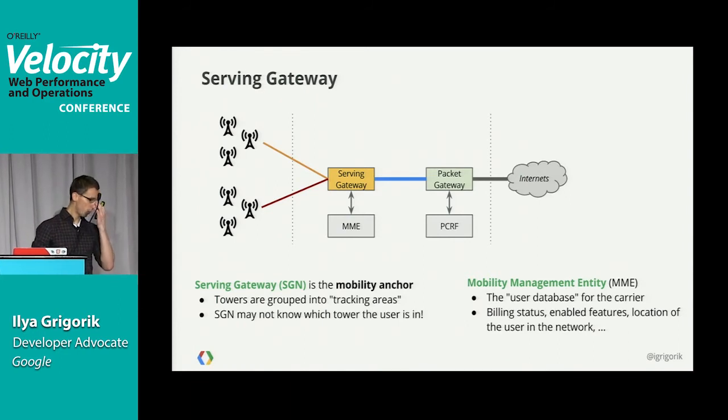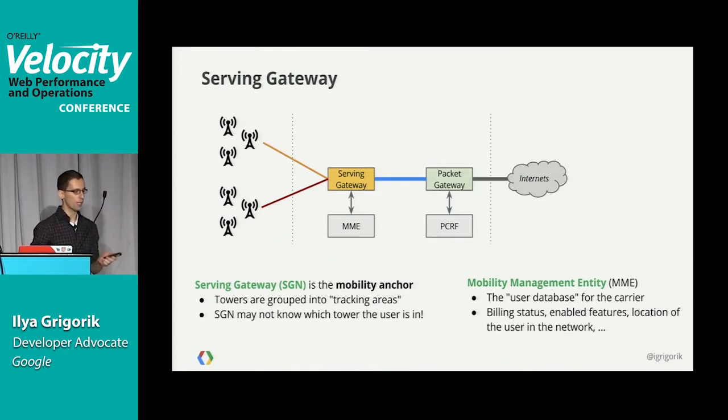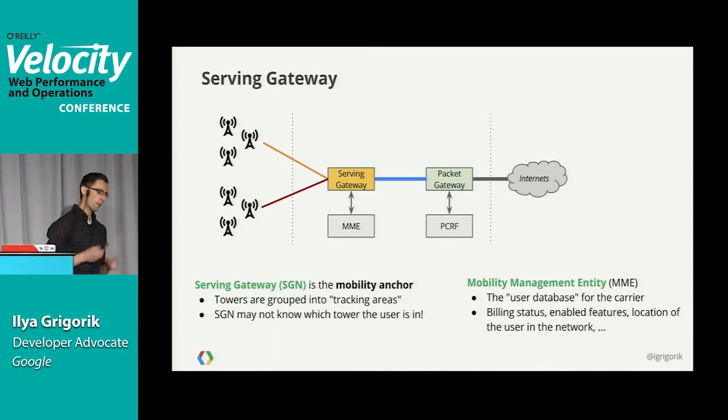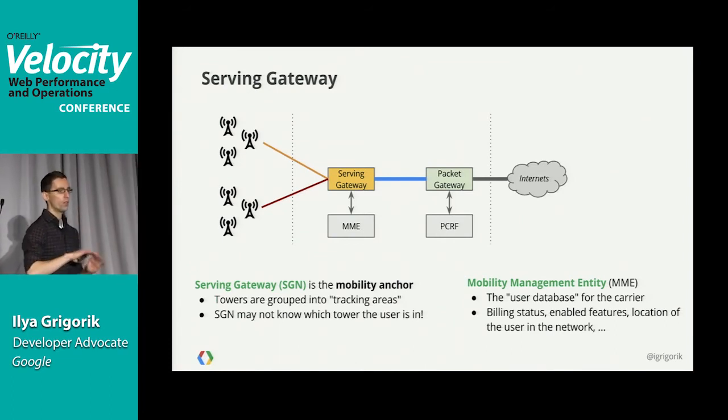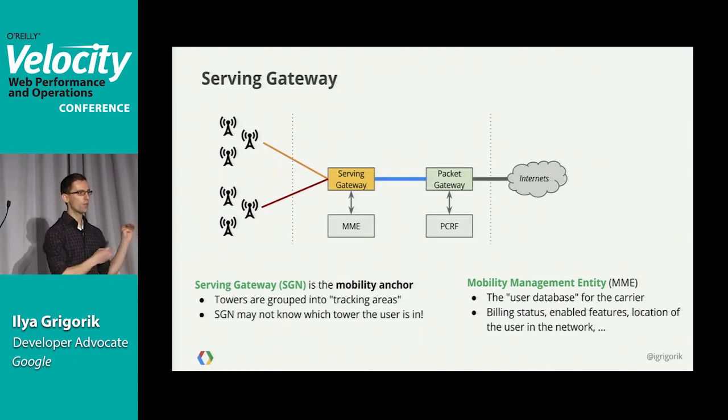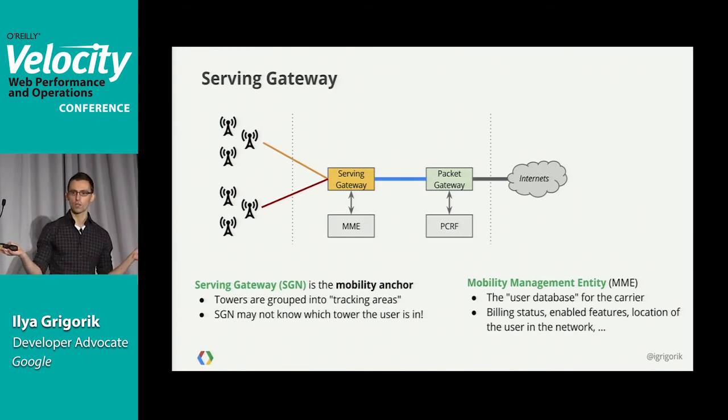Okay, so we went from the packet gateway, we're going to the serving gateway, and we'll see in a second why you need this. So the packet gateway knows nothing about where you are in the network, right? It just takes packets off the external network, it forwards them to the serving gateway. The serving gateway's role and responsibility is to figure out where should I send this data, right? With Wi-Fi, it's very simple.